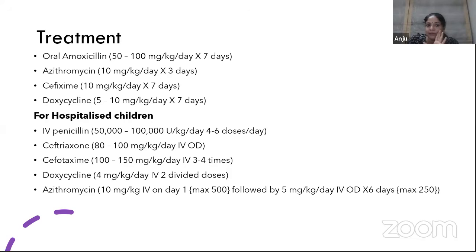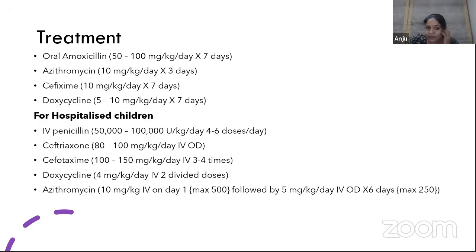Now, coming to the treatment part, all uncomplicated cases can be treated with oral amoxicillin, 50 to 100 mg per kg per day for 7 days. People sensitive to penicillin can be treated with amoxicillin, 10 mg per kg per day for 3 days. Doxycycline can be given for children more than 7 years at a dose of 5 to 10 mg per kg per day for 7 days. Cefixime has also been proved to be effective, 10 mg per kg per day to 15 mg per kg per day for 7 days.